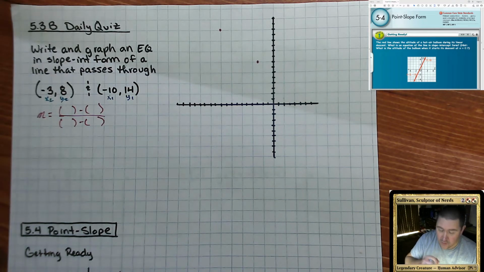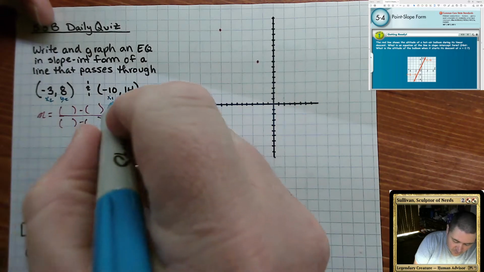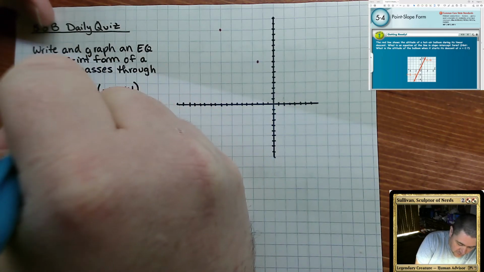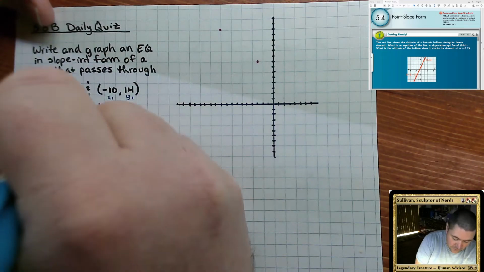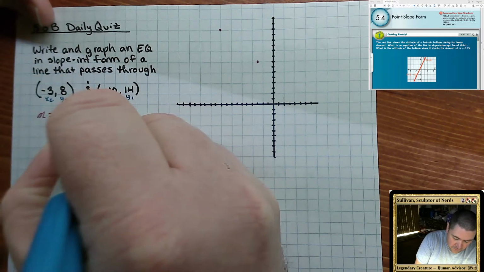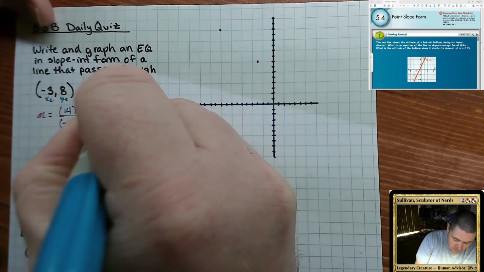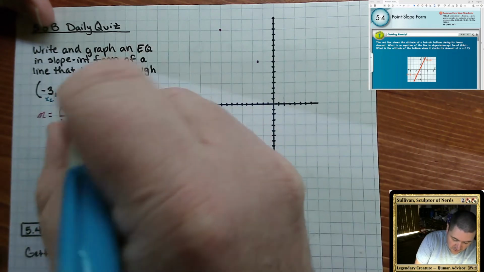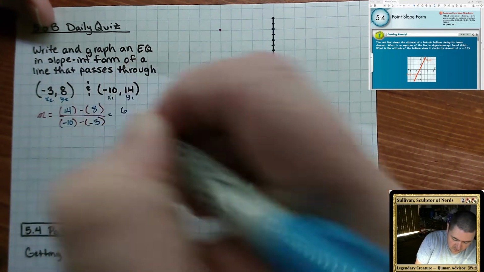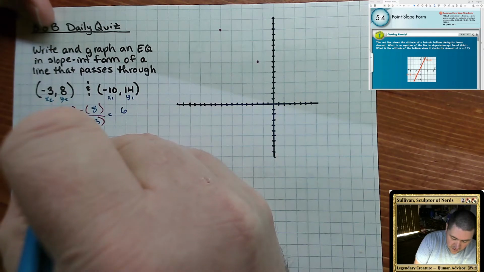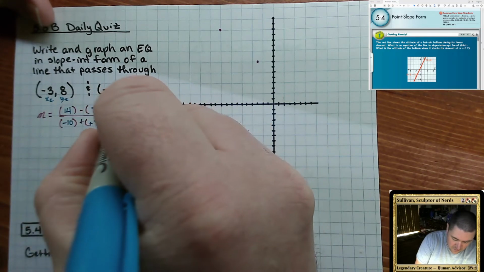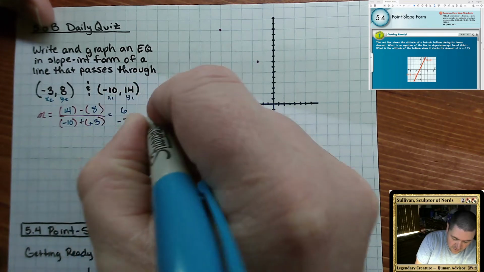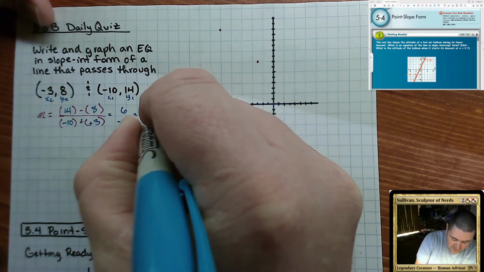If you're doing right and using parentheses, it should still work. We've got y2 minus y1 over x2 minus x1. Gets me 14 minus 8 is 6. -10, add the opposite, plus 3 is -7. So a -6/7 as a slope.